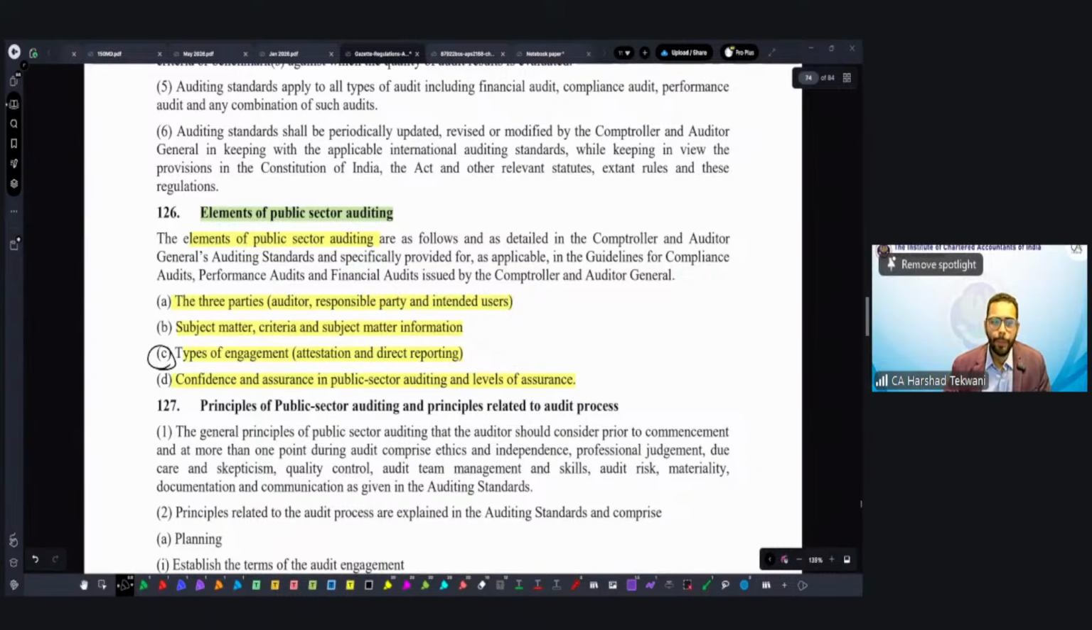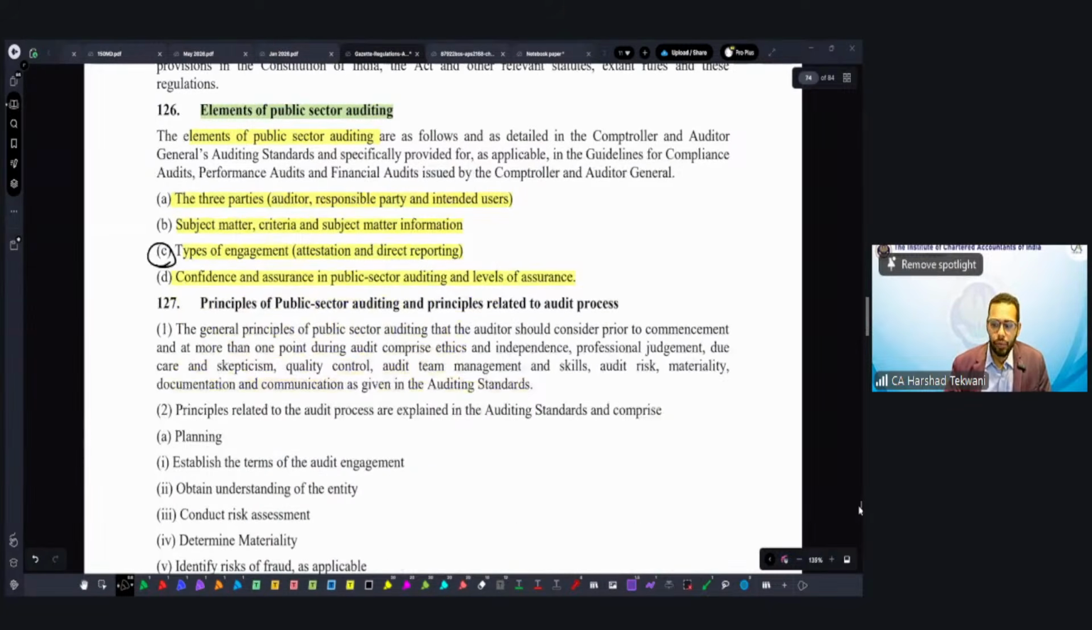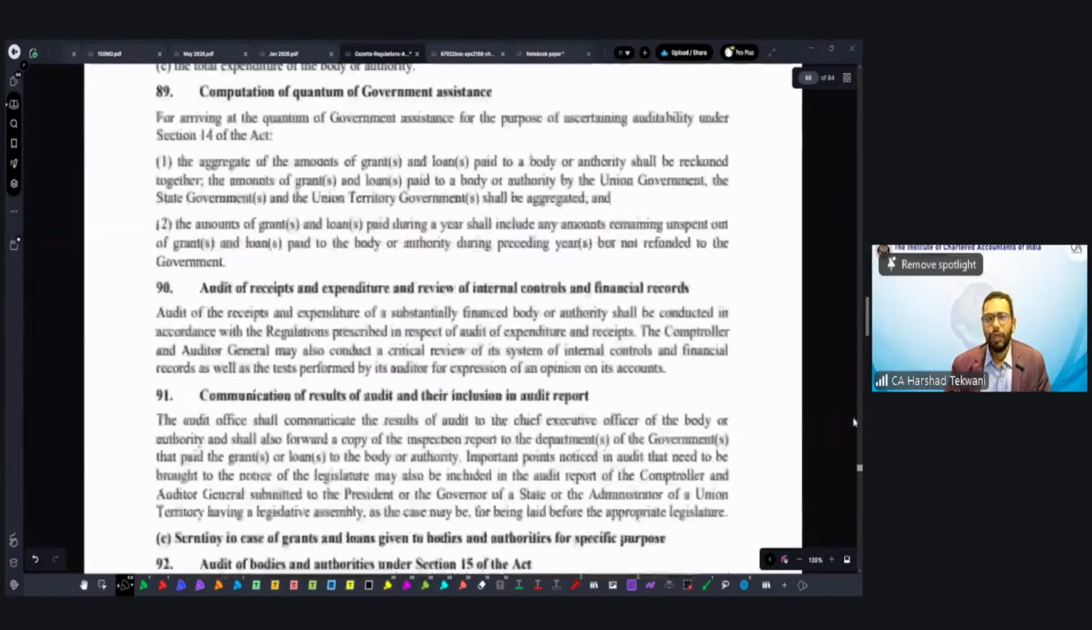Clear? These are the basics we are talking about with respect to the elements of audit of public sector undertaking. Now, let's understand the principles of public sector undertaking audit and principles related to the audit process. One more interesting thing I would like to tell you: when we talk about the definition of audit engagement under these regulations, let me show you the definition of audit engagements.